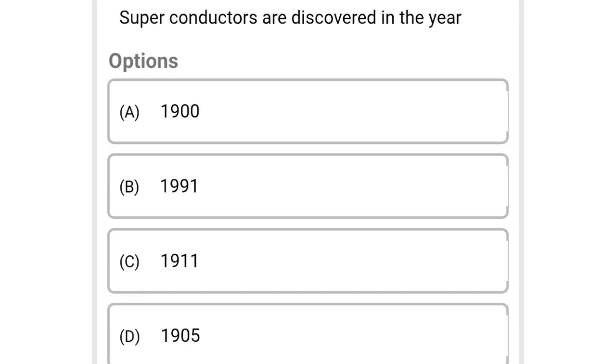Next question, superconductors are discovered in the year option A 1900, option B 1991, option C 1911, option D 1905. The correct answer is option C 1911.